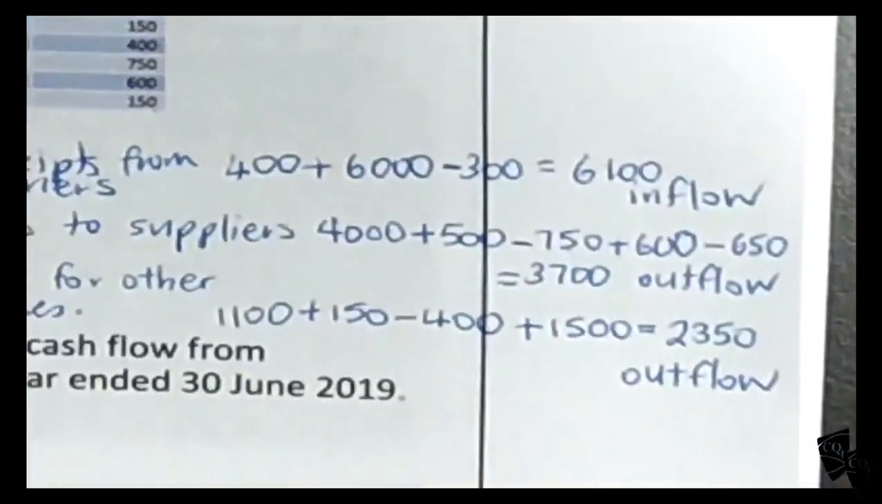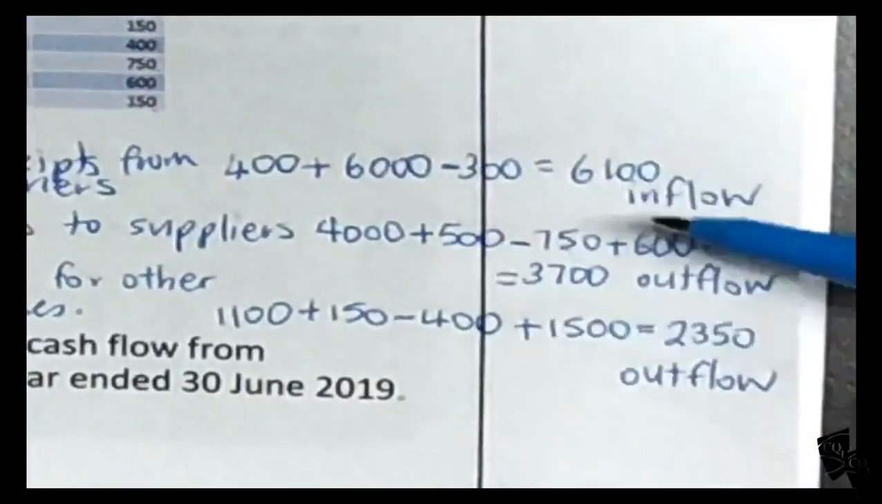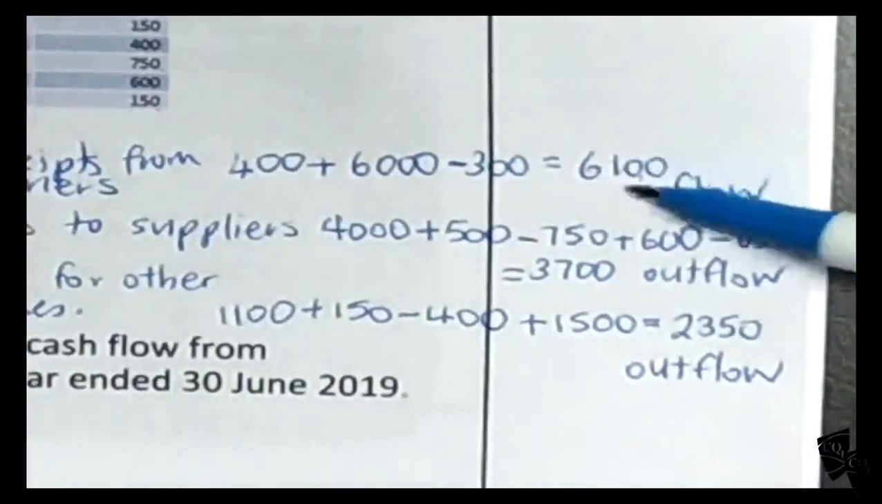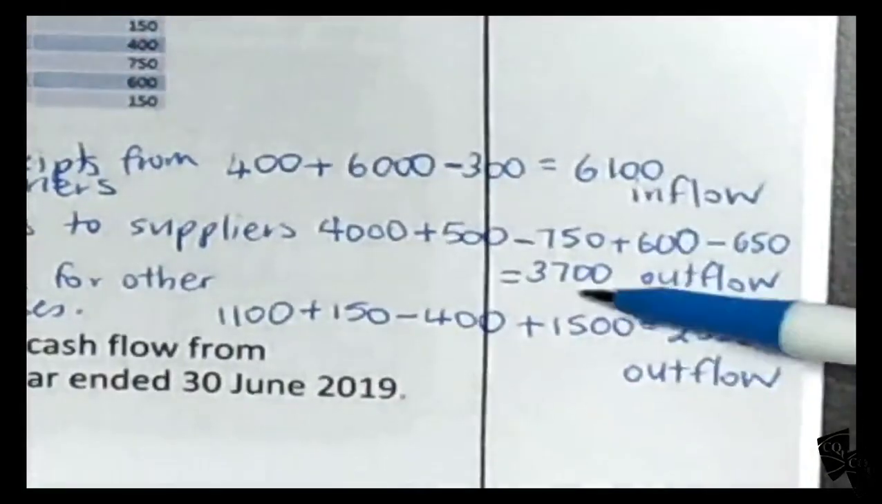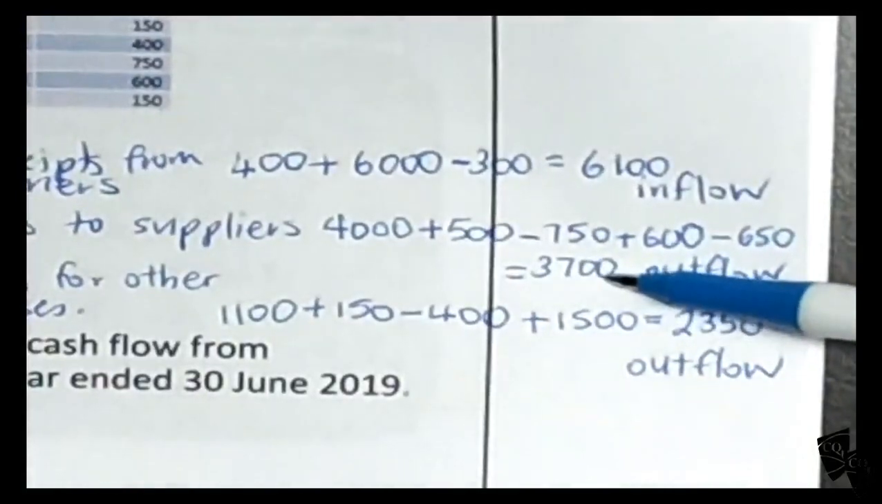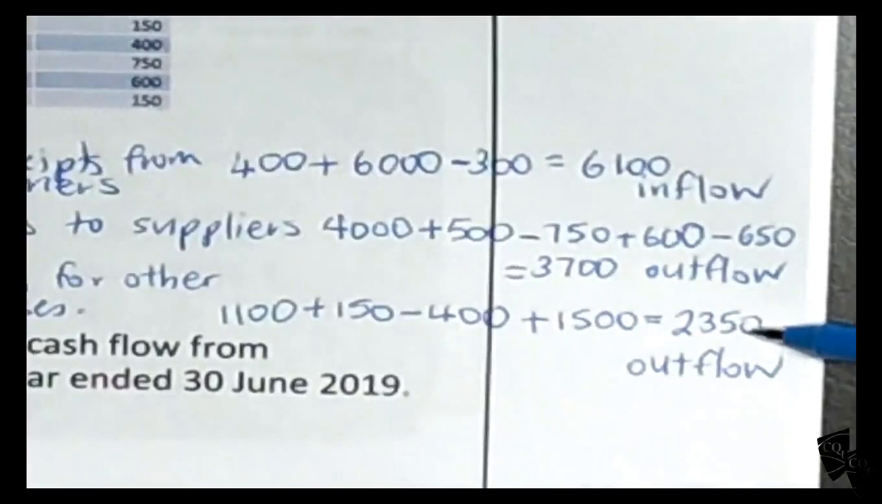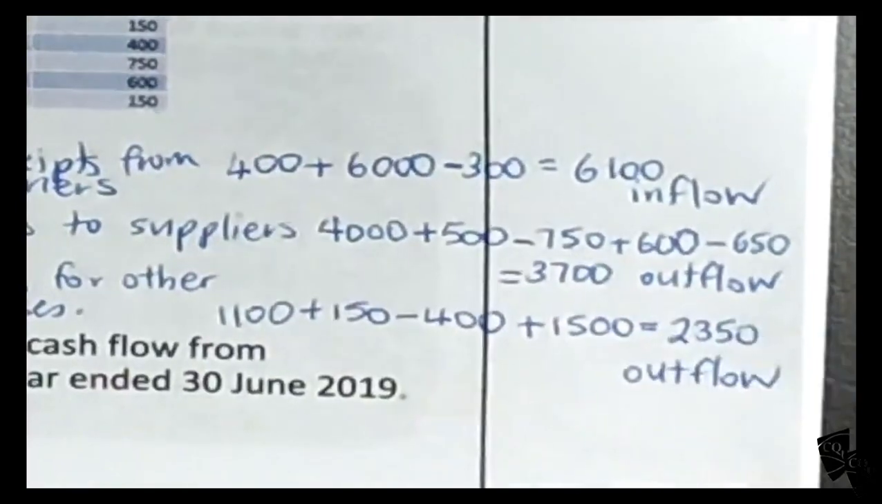Okay, so those are my three categories. I've got $6,100 cash receipts from customers as an inflow. I've got an outflow of 3,700 payments to suppliers, and I've also got a $2,350 outflow, payments for other expenses.